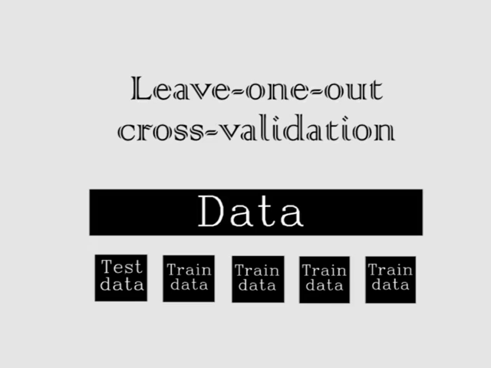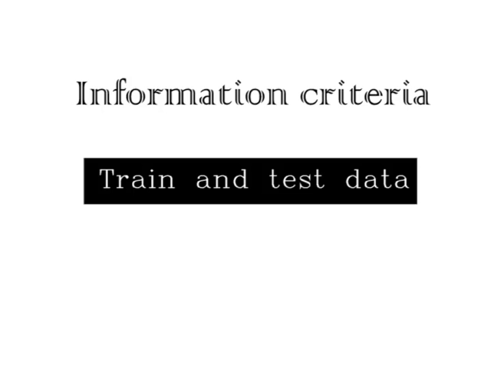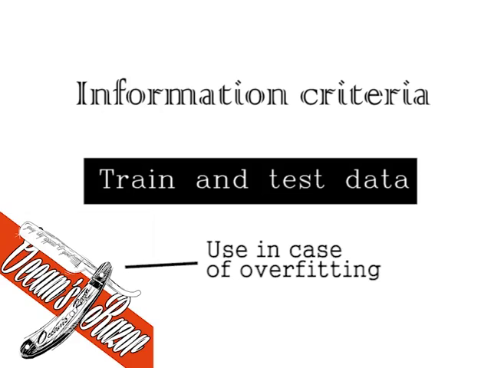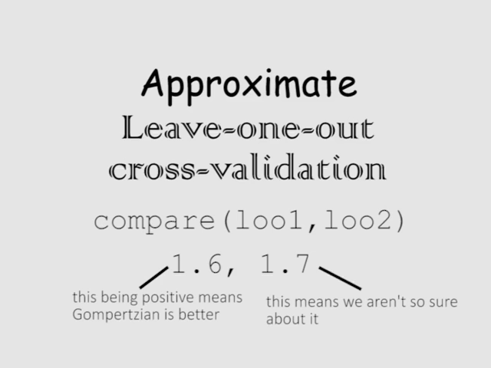This simple cross-validation that we did has a disadvantage. We have trained our models on less data, and so they will have to be worse. An alternative is to use something called information criteria, where you can test on the same data you trained with, as long as you compensate somehow for overfitting. Approximate leave-one-out cross-validation does this, and it also shows that the comparison model is probably better.